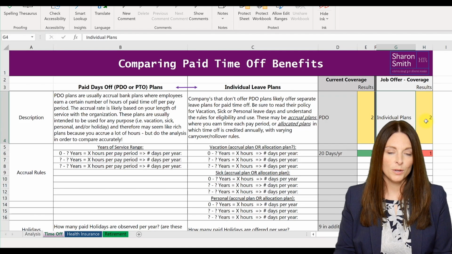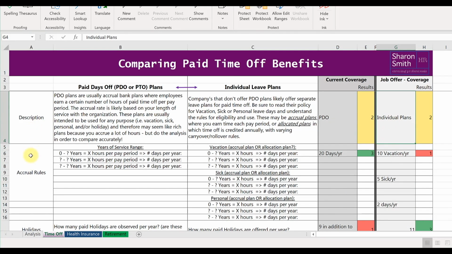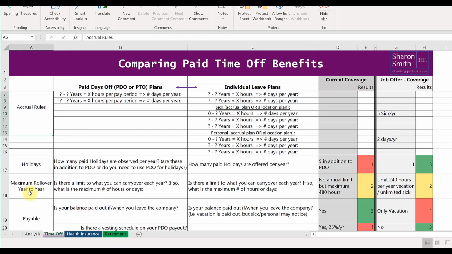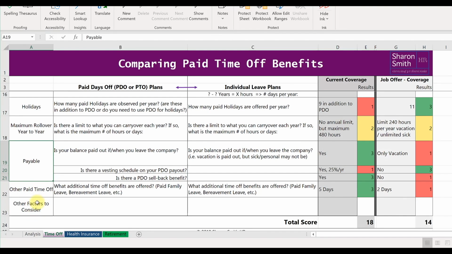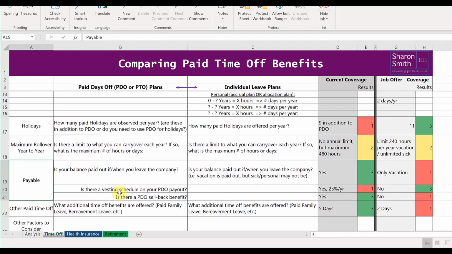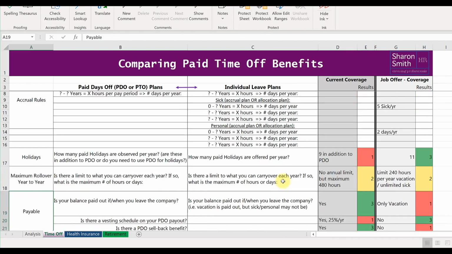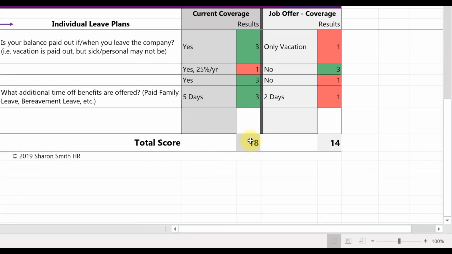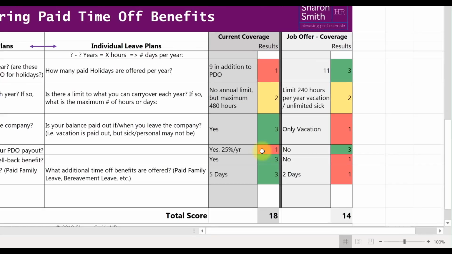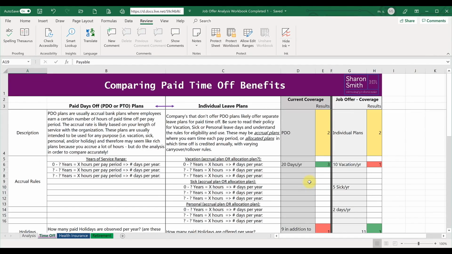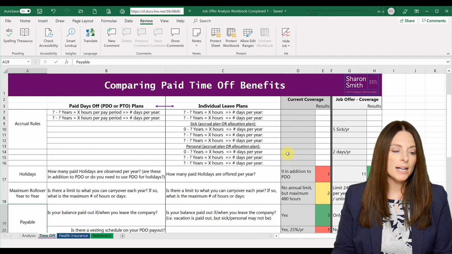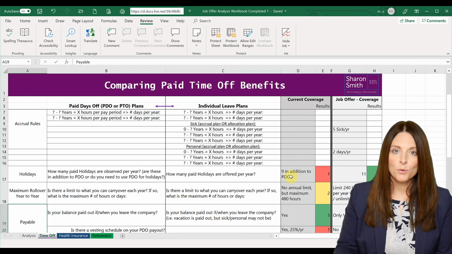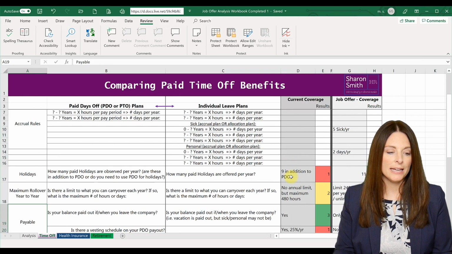As I walked through, I scored each of these items over here: the accrual rules, the holidays, the rollover year to year, whether it was payable when I leave or not, and any other paid time off or things that I wanted to take into consideration. As I scored all of these down below, you can see that again, my current offer is a little more favorable than the job offer. The things that you definitely want to take into consideration are not just the number of days off that you get, but are those inclusive of holidays or on top of holidays if it's a PDO plan?